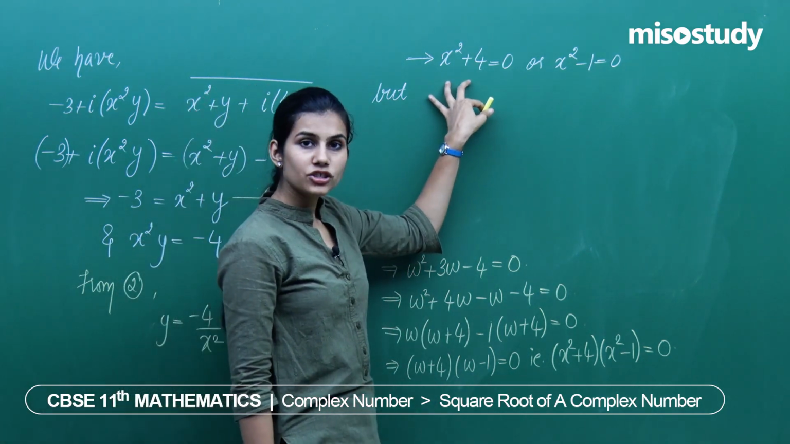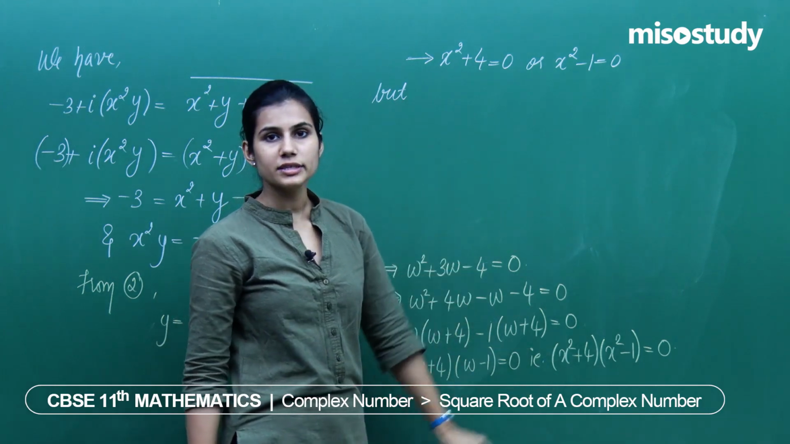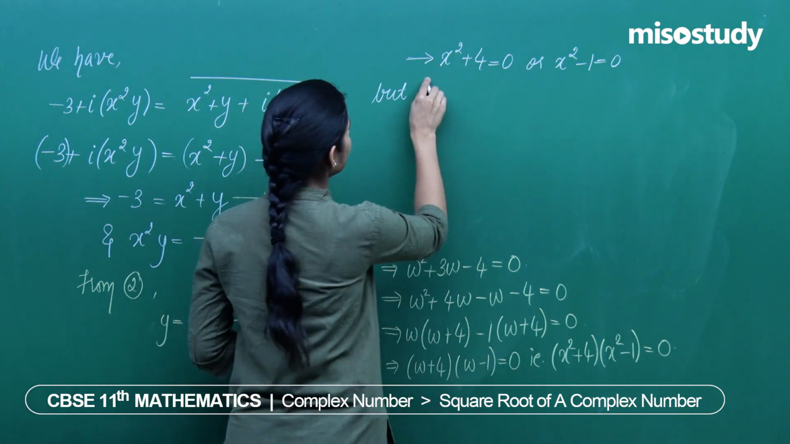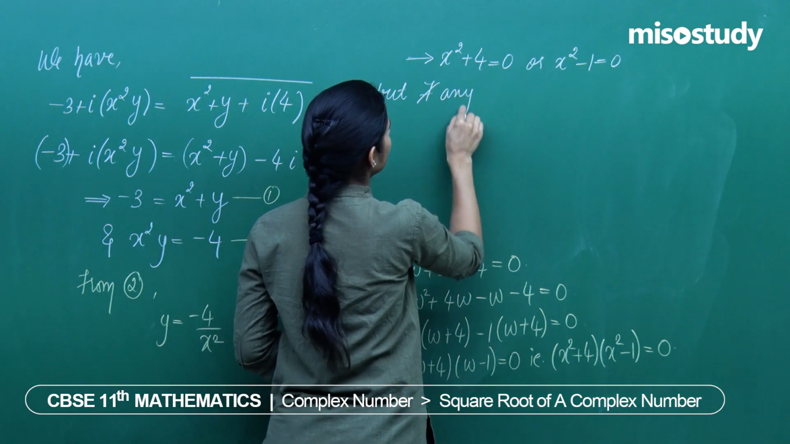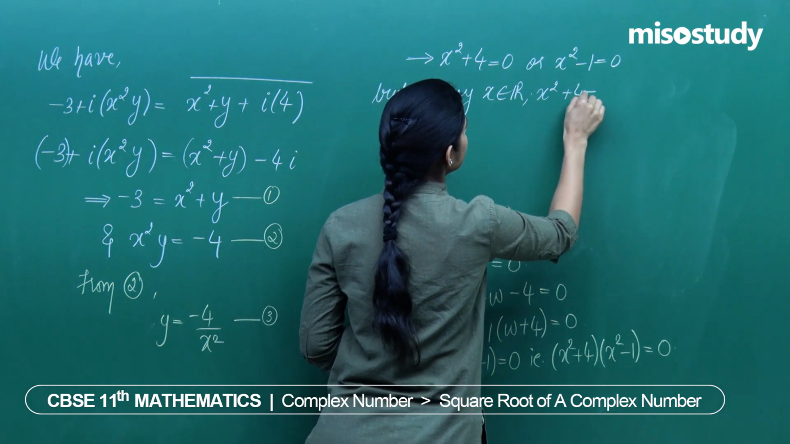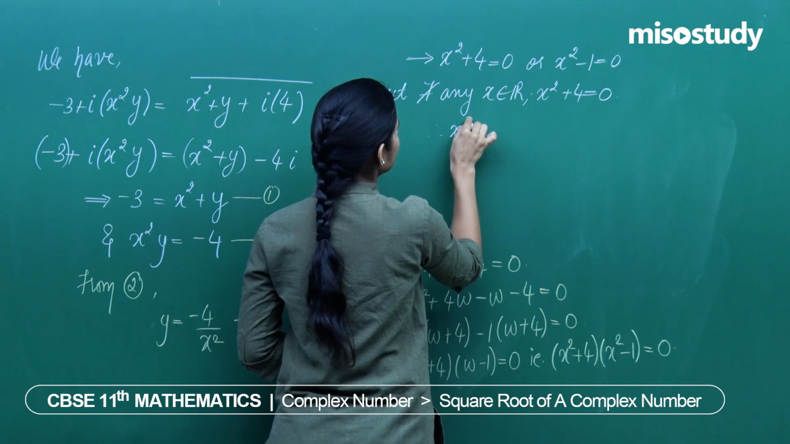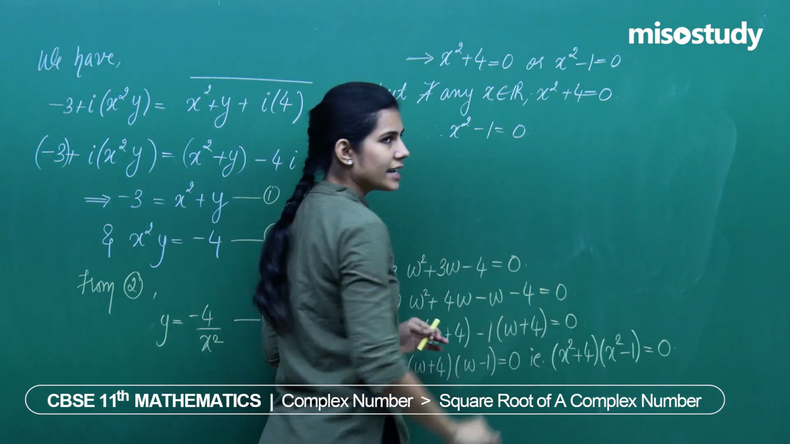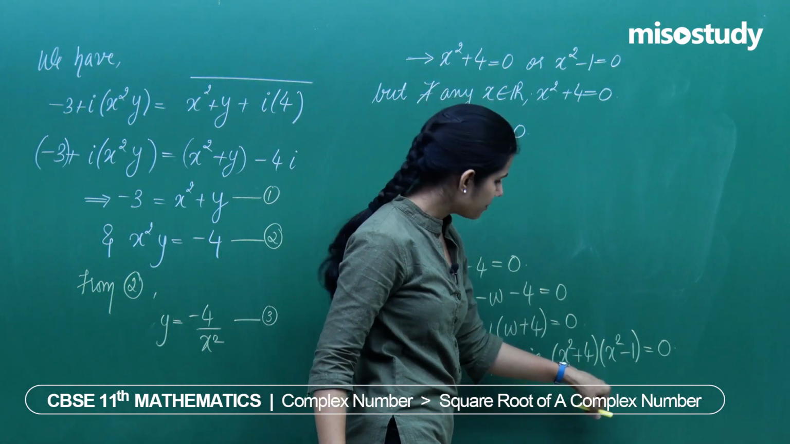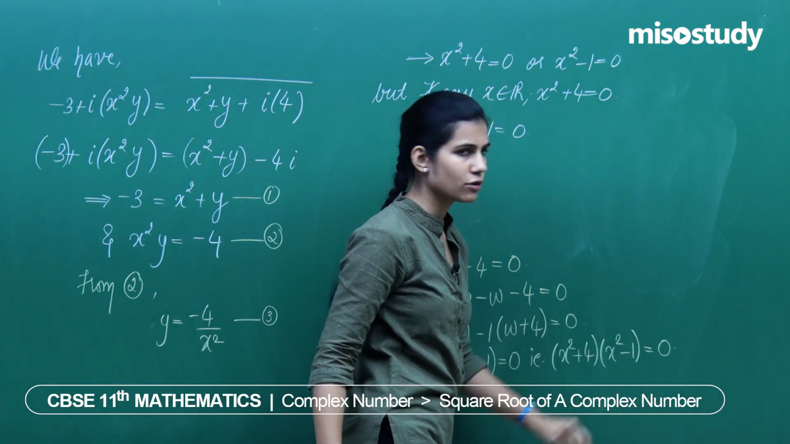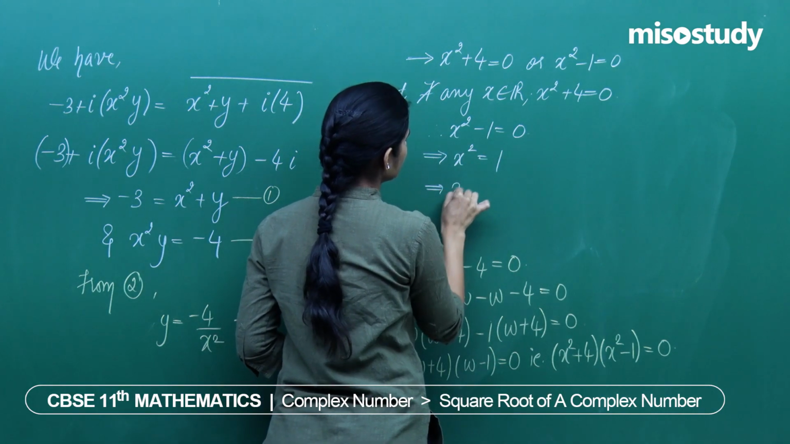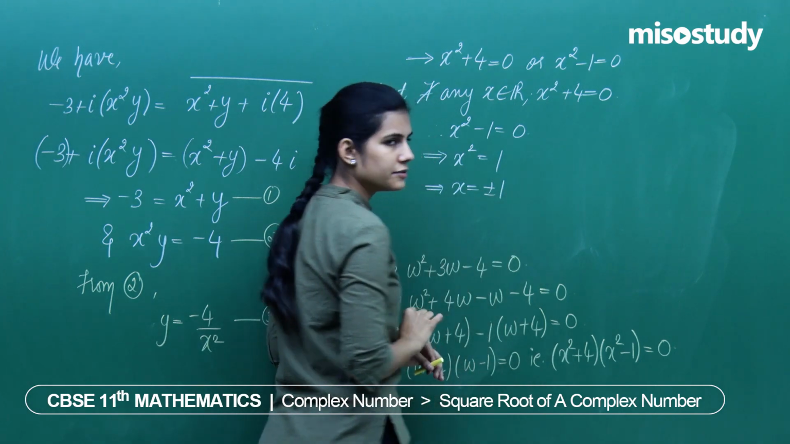This is going to give me imaginary values of x for which x² + 4 is 0. There is no real number x satisfying x² + 4 = 0; there does not exist any x belonging to R such that x² + 4 is 0. Therefore, only x² − 1 can be 0 to make this equation equal to 0. That means x² is 1, which means x equals ±1.